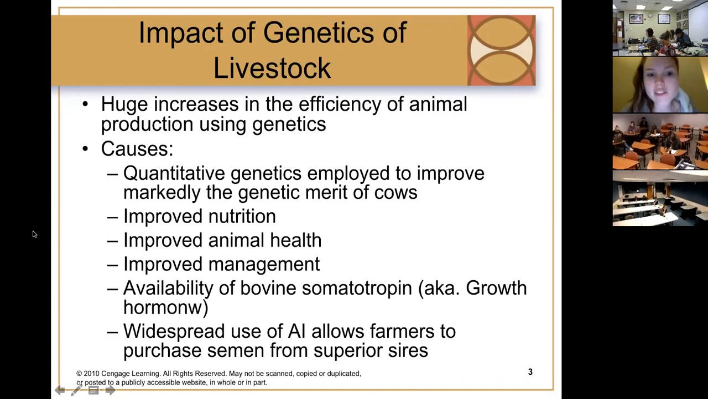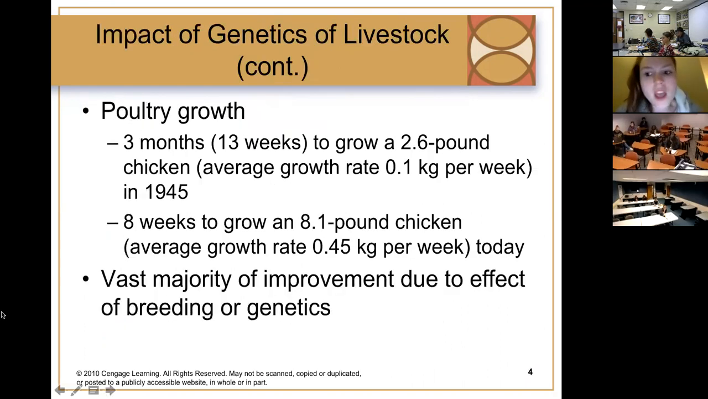So those are all different ways that livestock can be improved, and genetics is a big part of that. Just for an example, in 1945, it would take approximately 3 months or 13 weeks to grow a 2.6-pound chicken with an average growth rate of 0.1 kilograms. Today, it only takes 8 weeks to grow an 8.1-pound chicken with an average growth rate of 0.45 kilograms per week.